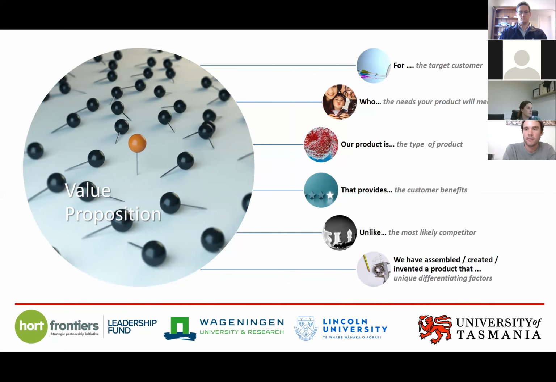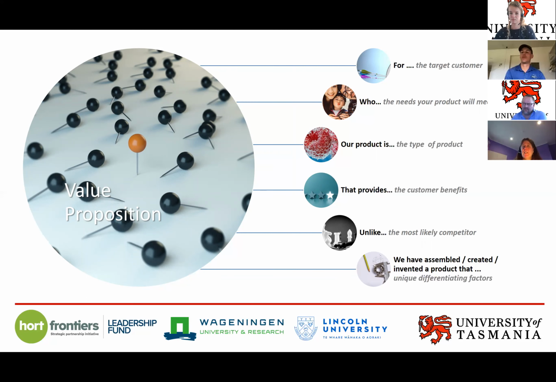And what is your type of product? So who are you providing for? The affluent, the family, feeding the family, providing a luxury good. What type of product is it? What customer benefits does that then achieve? And then how are you different to your competitor?